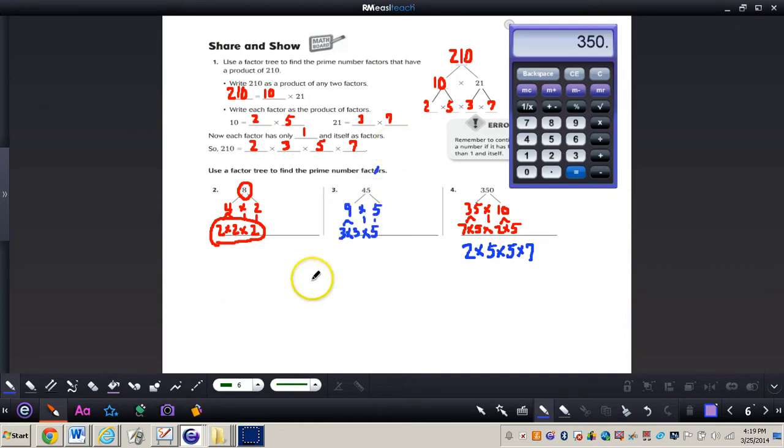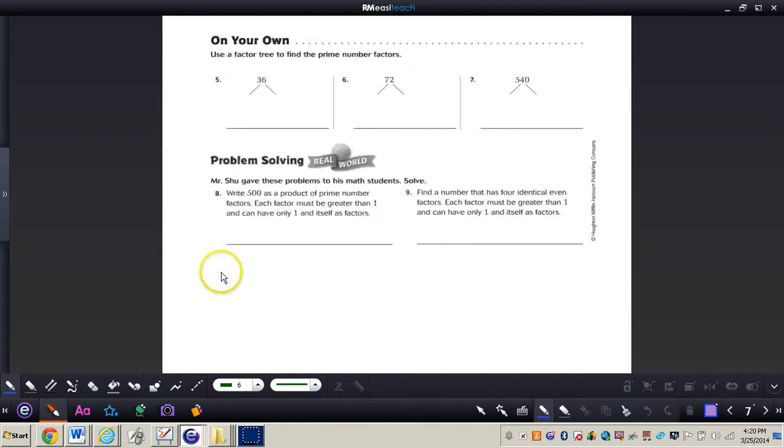Okay, so the prime number factors of 45 are 3 times 3 times 5. Multiply these numbers together. They're all prime. They do equal 45. What I want you to do now is numbers 5, 6, and 7.